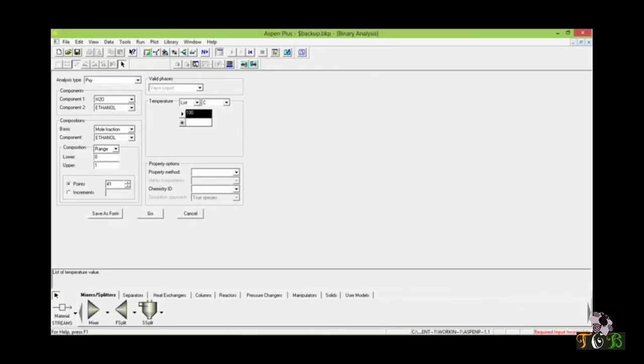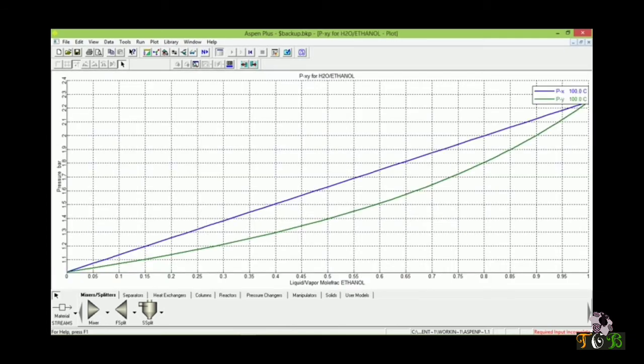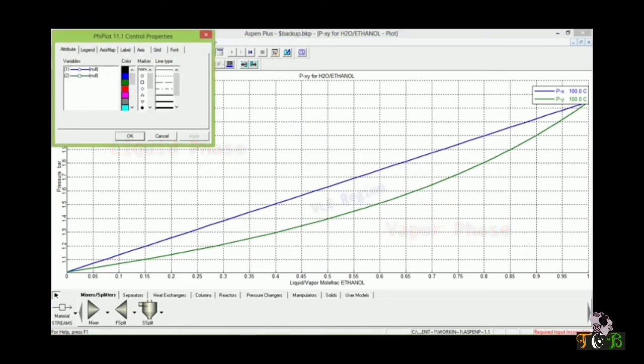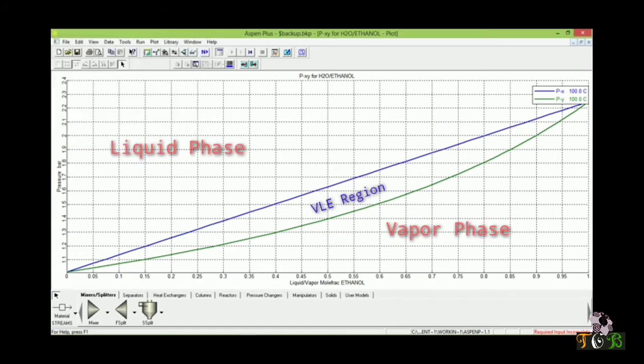Okay, so we are at this screen where we can draw the PXY diagram, and I'm going to draw it at 100 degrees Celsius. Here are several options, and you can choose another temperature as well. So this is our PXY diagram, and this is very important. Here you can see that the region on the top is the liquid region, and at the bottom there is vapor, because at high pressure there is a liquid phase.